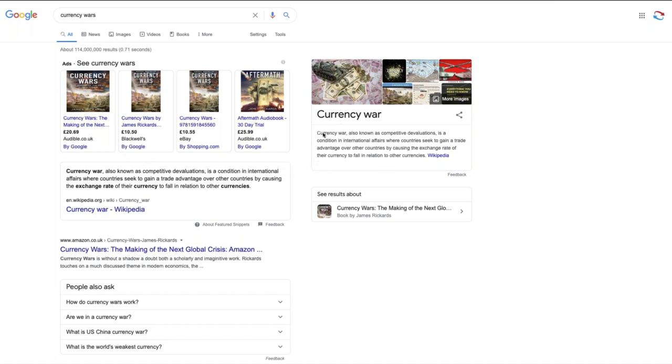Right, so a currency war is known as competitive devaluations. So central banks are competing to devalue. It is a condition in international affairs where countries seek to gain a trade advantage over other countries by causing the exchange rate of their currency to fall in relation to other currencies. And why are they doing that? Because we're in a global recession. Everyone's competing to sell, competing on exports and trying to grow their economy, and an expensive currency, a currency that's suffering from deflation, for example, is not helpful. It's not helpful at all.